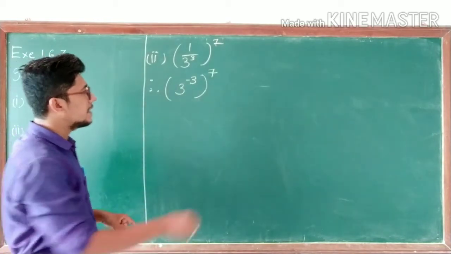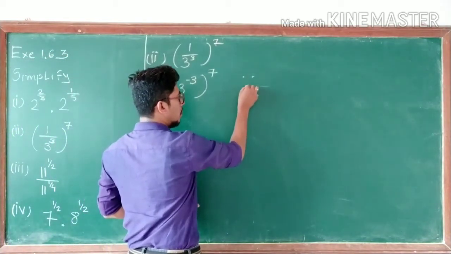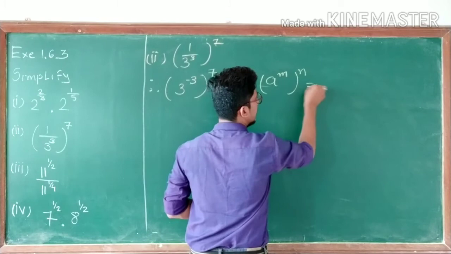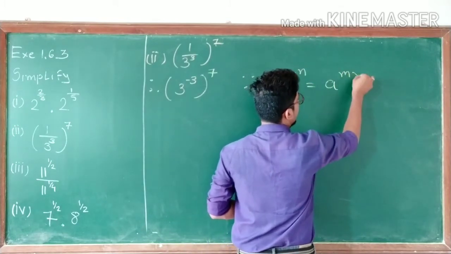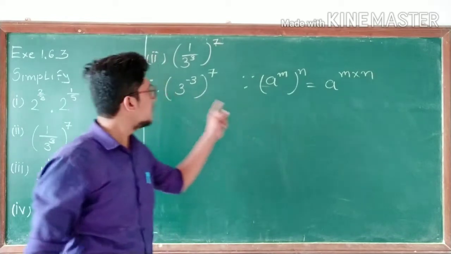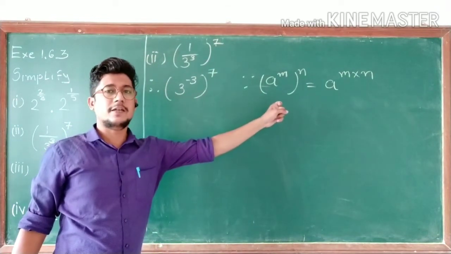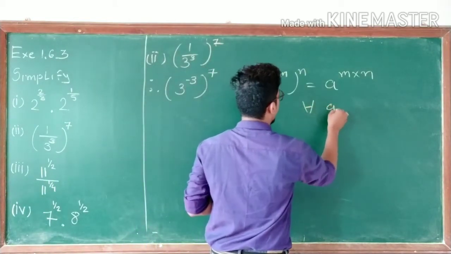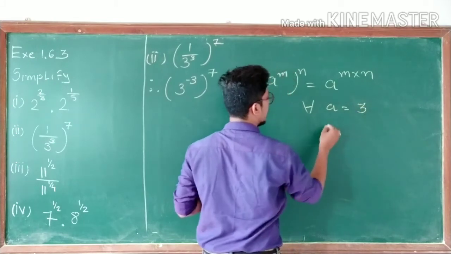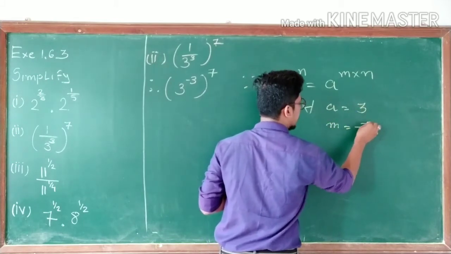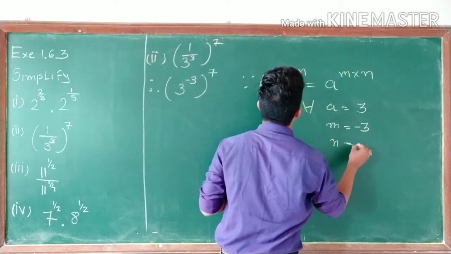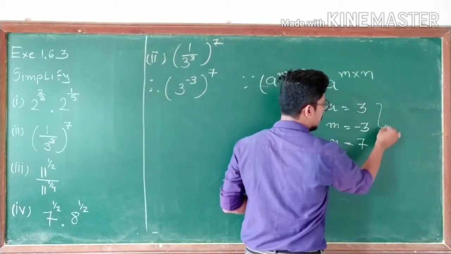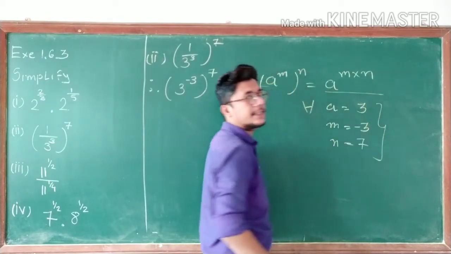So doesn't it seem like the identity, because a power m to the whole power n is equal to a power m into n. ये आइडेंटिटी लग रही है ना? It looks like the same identity which I have written. So where a is equal to 3, m is equal to minus 3 and n is equal to 7. Yes or no? Yes. Now put all this value into the right hand side of the identity.